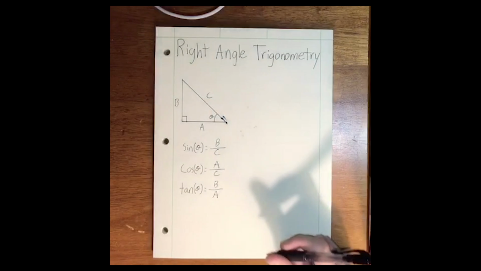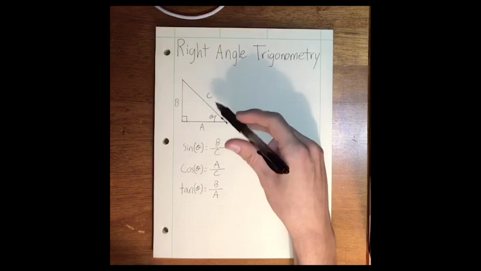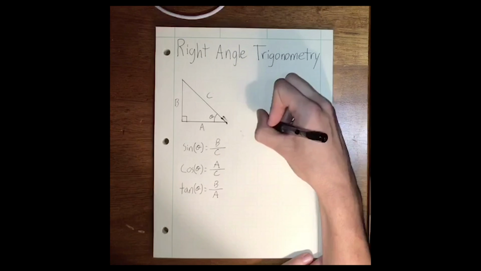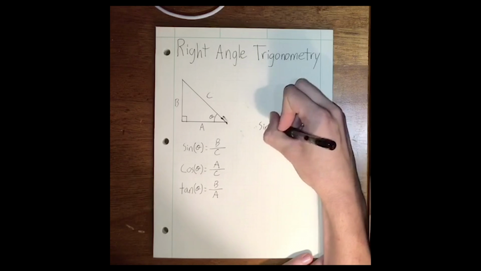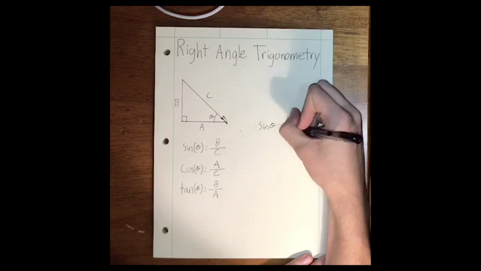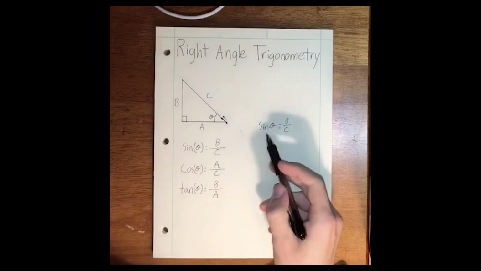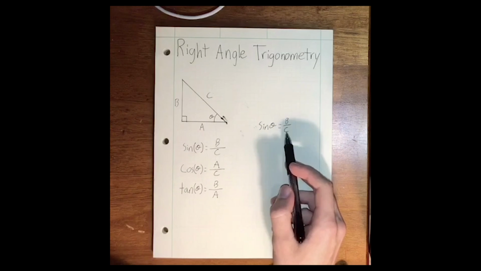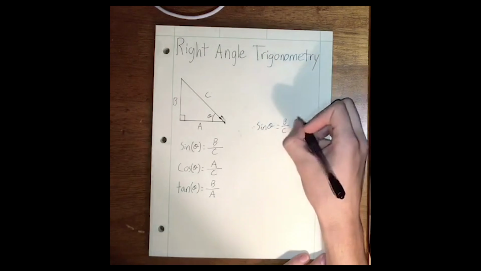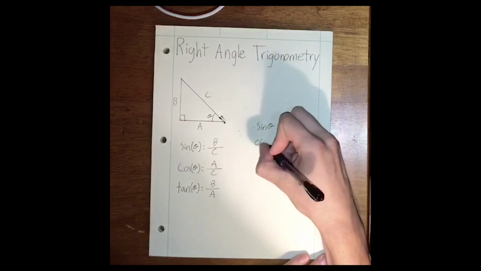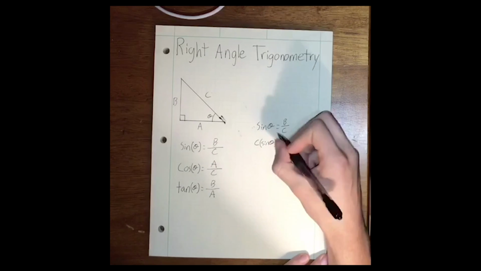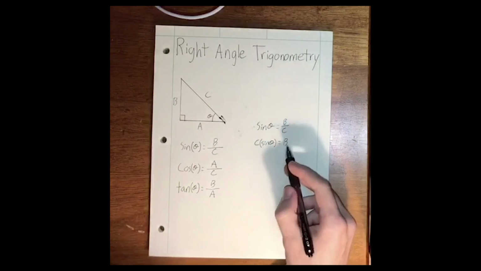So if you're trying to find a side and you know the angle and the hypotenuse, you can have sine of theta equals B over C. Now we know the sine and we know C, but we don't know B. So we are just going to multiply both sides by C. So we're going to have C times the sine of theta equals B. And then we would plug in our values and then we would solve for B.